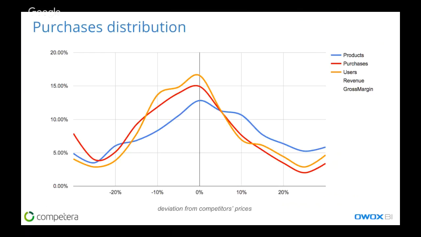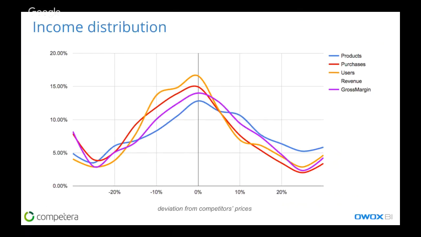For example, if you look at purchases, we see that the correlation between users' interest is really strong, and users often not only look at those products, they also buy them. And if we compare this to the gross margin, we see that the line is shifted a little bit right, and it means that we get higher margin on those products where we maintain the price in the market or higher than the market. And even if we sell products at lower prices, it means that the gross margin goes down.